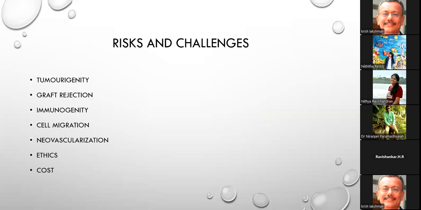Risks and challenges involved in tissue engineering are tumorigenicity, because sometimes the signaling and biomolecules are not completely under the control of the host. It results in tumorigenicity. If it is an allogenic cell, there is a chance of graft rejection and immune reactions. There is a chance of cell migration and growth in a different zone in the host tissue. Others are neovascularization, and ethics is the major concern with stem cell and tissue engineering techniques.